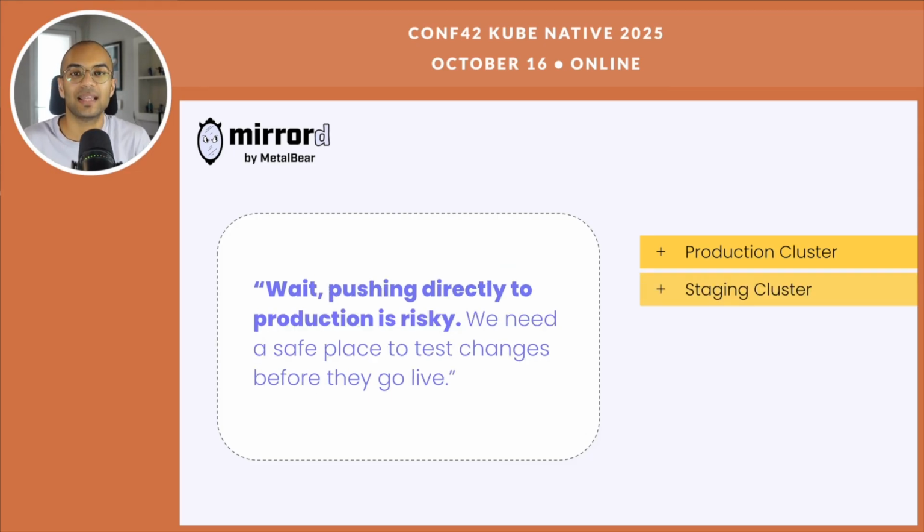Then you realize that you cannot ship changes directly to that production cluster, right? Because sometimes your changes might break that cluster. And because of this, you add one or two staging clusters which help you test changes and then you ship them to the production cluster. So at this point, things are still manageable and I feel like we are at an okay point.